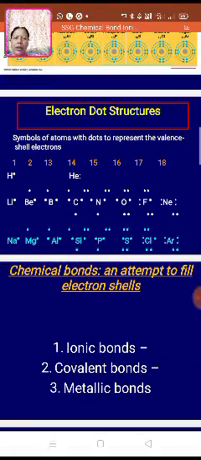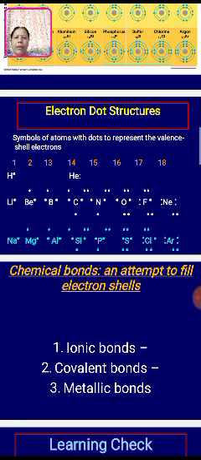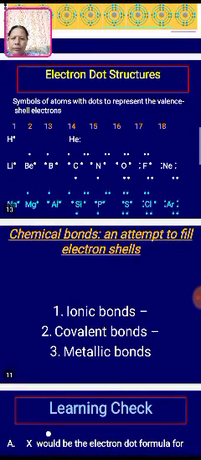Electron dot structure. Many times we talk about electrons being shown with a dot. The symbol of an atom with dots represents the valence shell electrons. Again, hydrogen has one electron in its shell, so one dot on its upper side. Likewise lithium shows one electron. Hydrogen, lithium, sodium, in these cases they have one electron in their outermost shell.